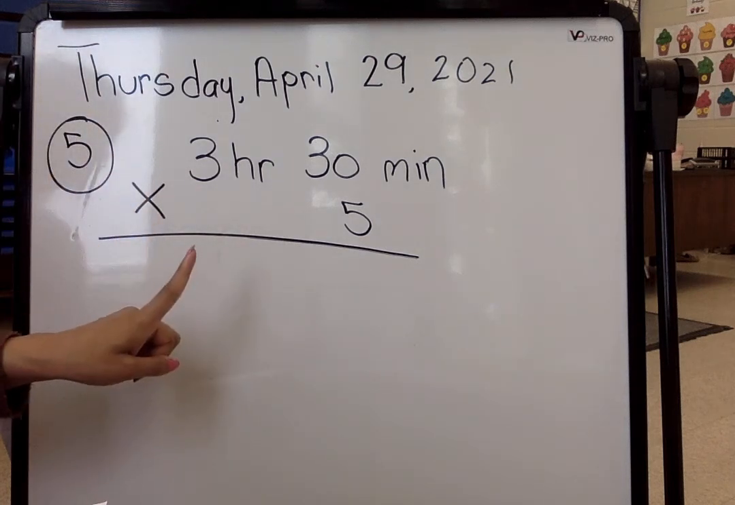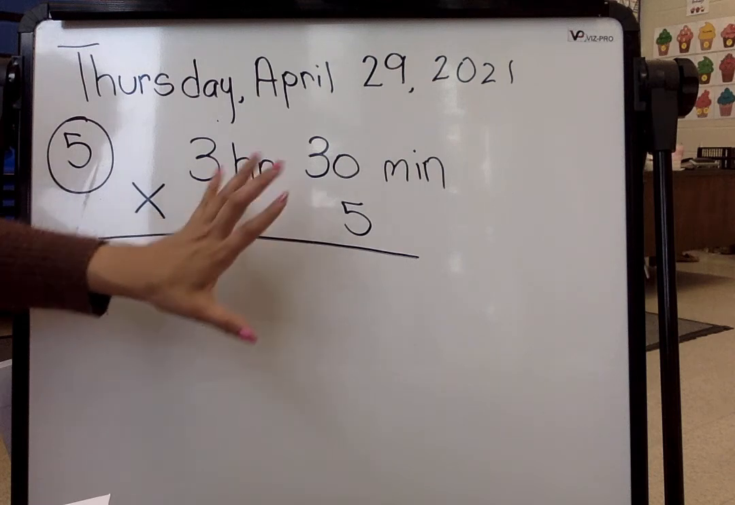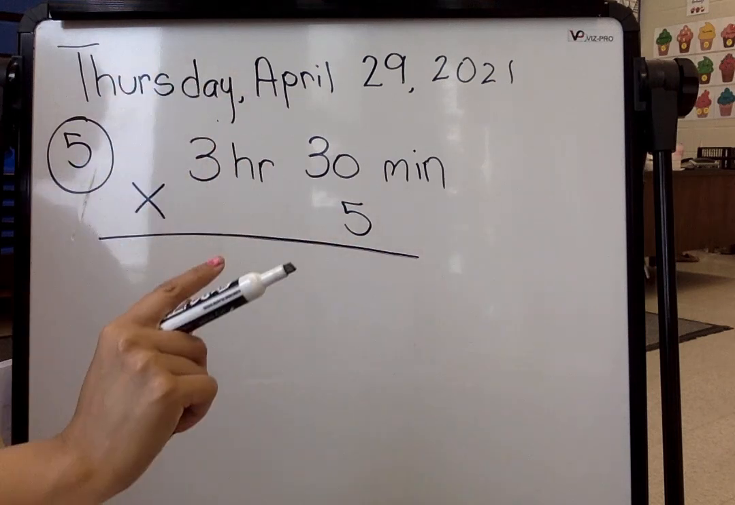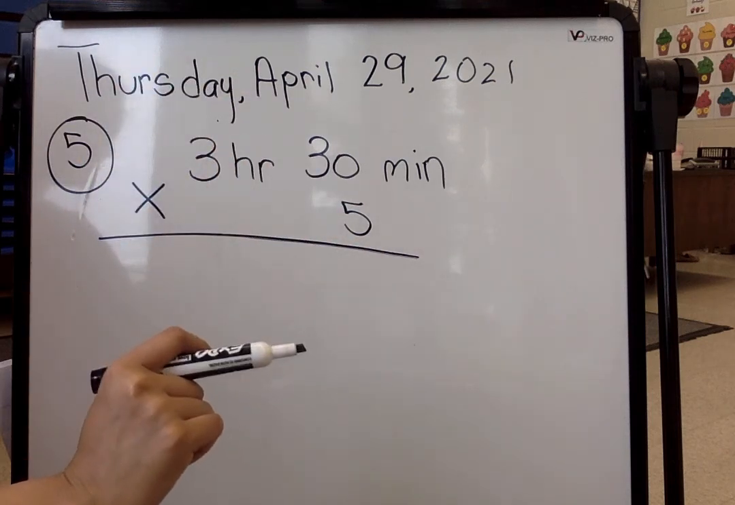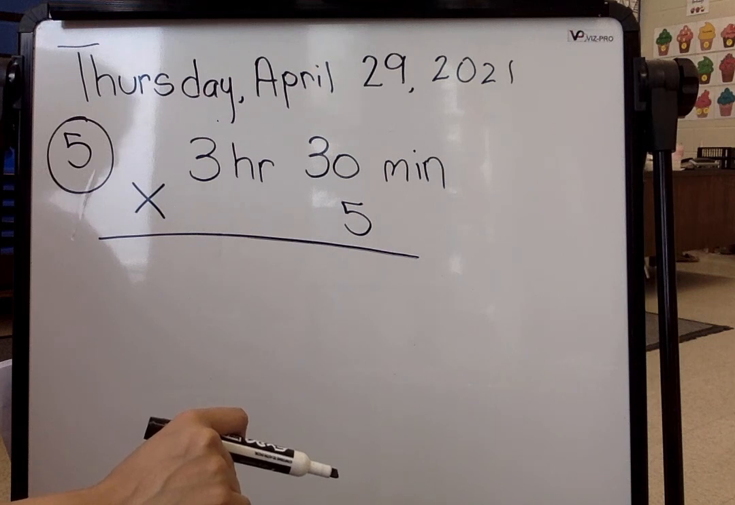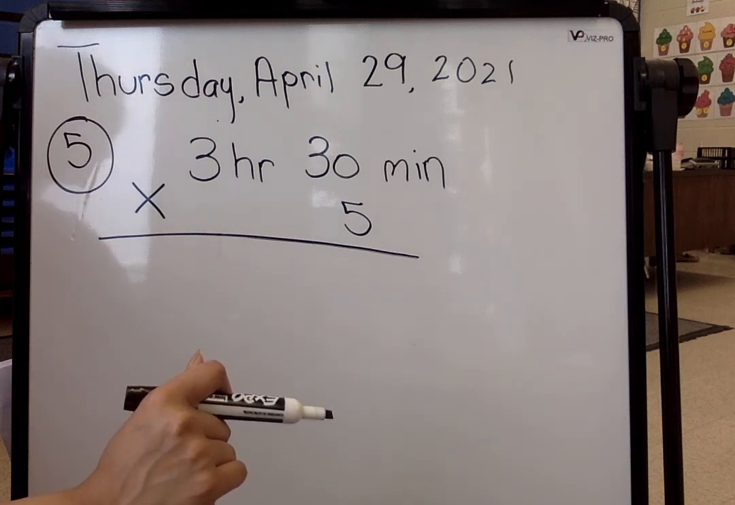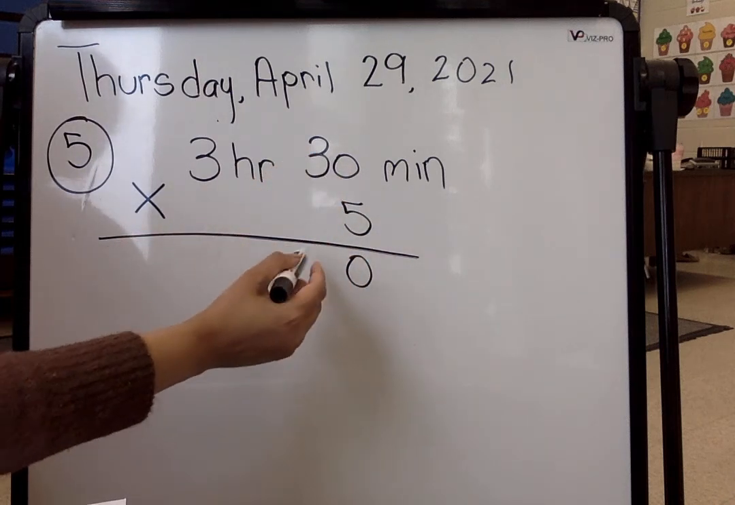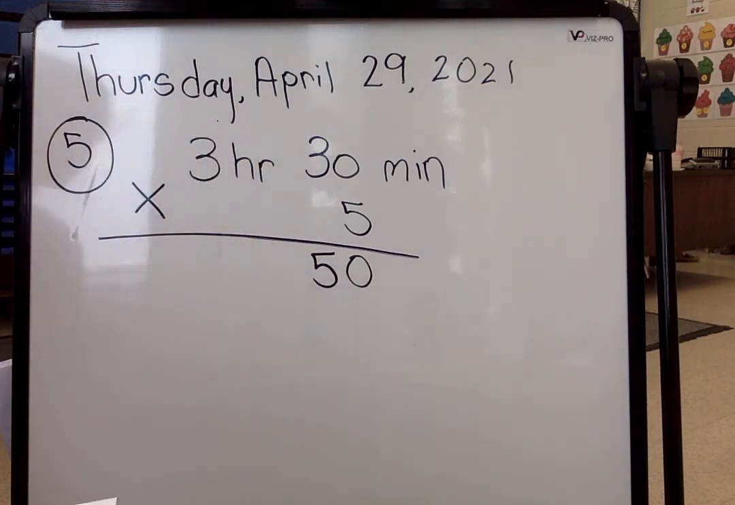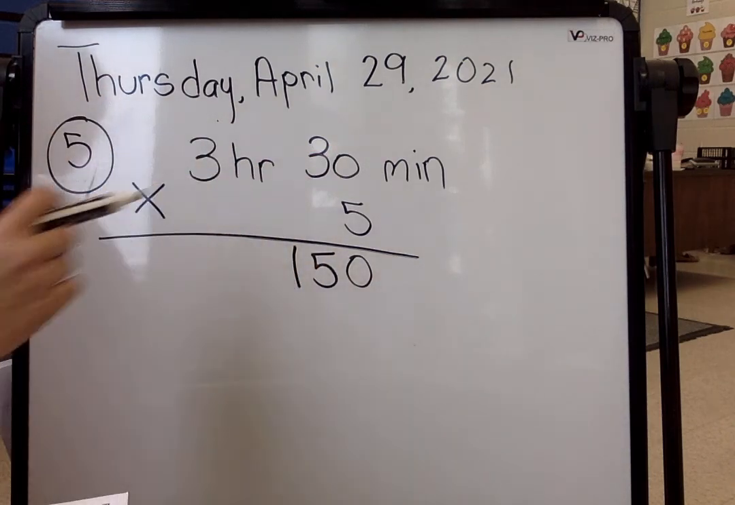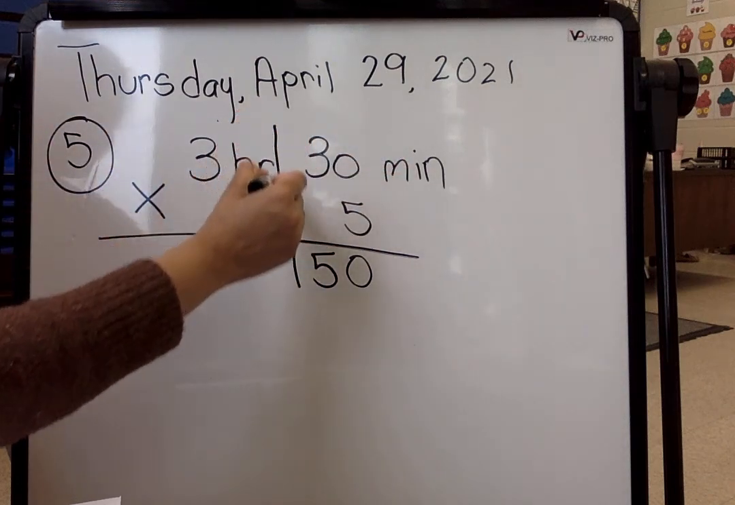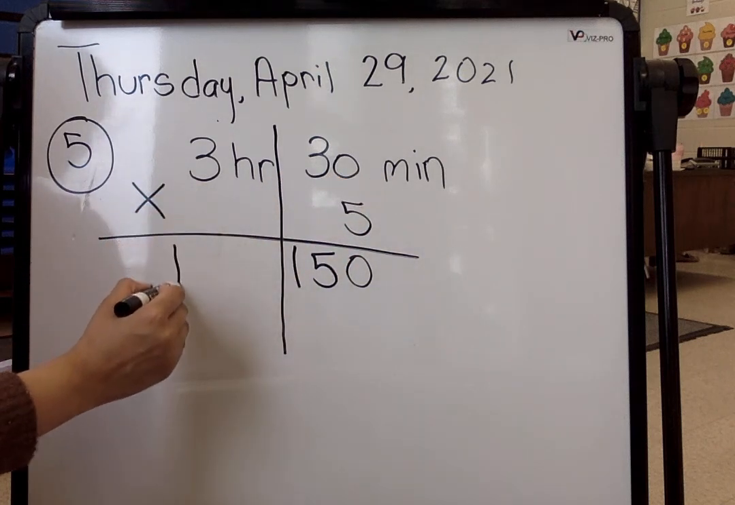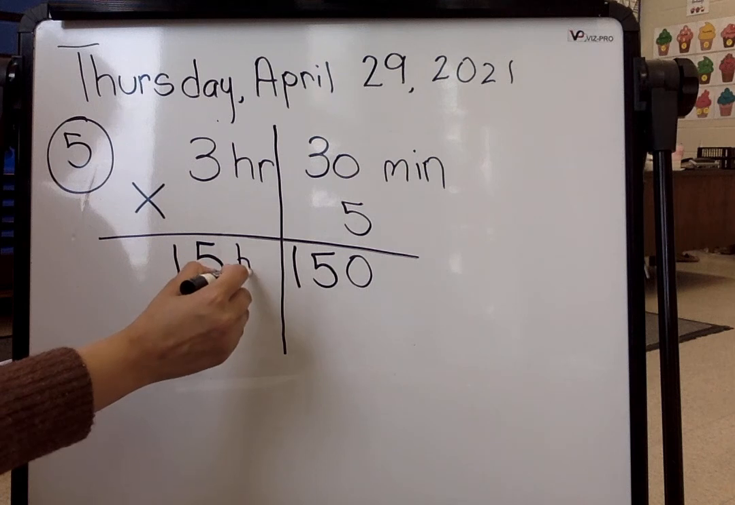I want you to pause the video and multiply these numbers first. How are you going to multiply? 5 times 0, pause, do it on your own, and then unpause the video to check if you got it correct. So 5 times 0 gives us 0, 5 times 3 gives us 15, so we have 150 minutes. Then 5 times 3 gives us 15 hours.